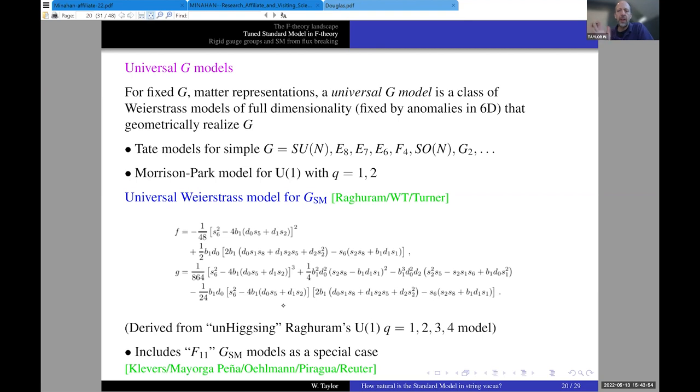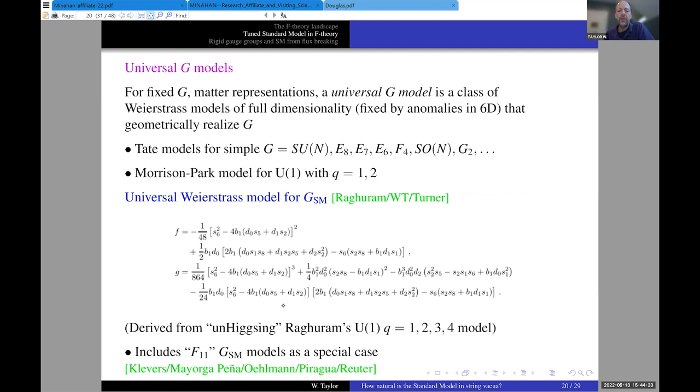If you've studied F theory and you're familiar with the Tate models or the Morrison-Park model, this is sort of another example of that. Those parameters are choices of polynomials or sections of line bundles on the base. And so this is a very high dimensional parameter space. We can check that it has the correct number of parameters needed by anomaly cancellation, so that we have all the uncharged scalars you might expect.